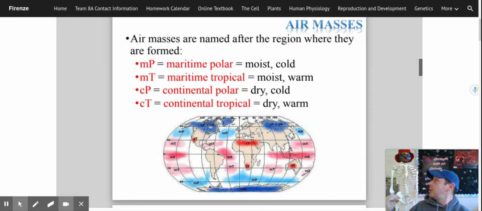Polar, I think polar bears. You think polar bears? I always think polar bears. I love polar bears. They live in cold weather. So polar means cold. Okay, so maritime polar is a moist, cold air mass.